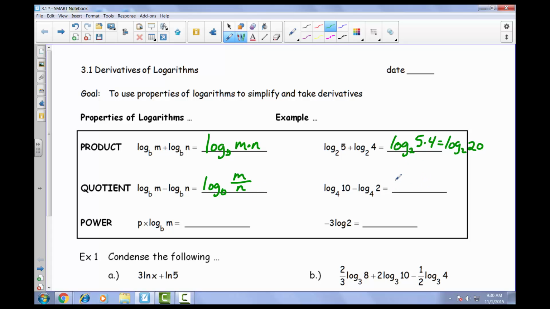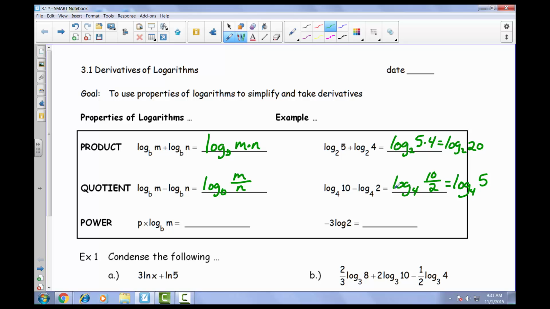An example of this: notice we are subtracting two logs with the exact same base. We can write that as one log with that same base 4. The first one is our numerator, so 10. The bottom one would be our second piece, so 2. And so now we have this single log base 4 of 10 divided by 2, which just comes out to be the log base 4 of 5.